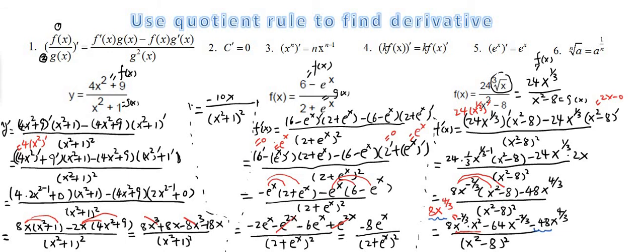And we can get negative 40x^(4/3) minus 64x to the power negative 2/3, and the denominator is x squared minus 8, squared. That's it.